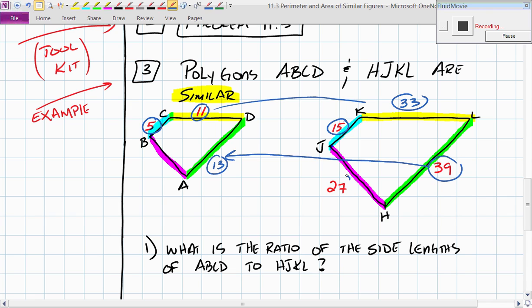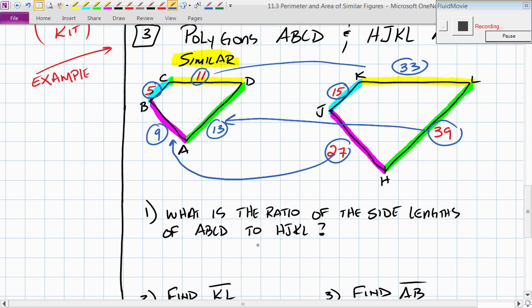Okay, if this is 27, what would this side be? Yeah, it'd be 9, right? So I have everything in order, right? So what's the ratio of their side lengths? Yeah, the ratio of their side lengths is 1 to 3. What would the ratio of their areas be? 1 to 9. Very good.